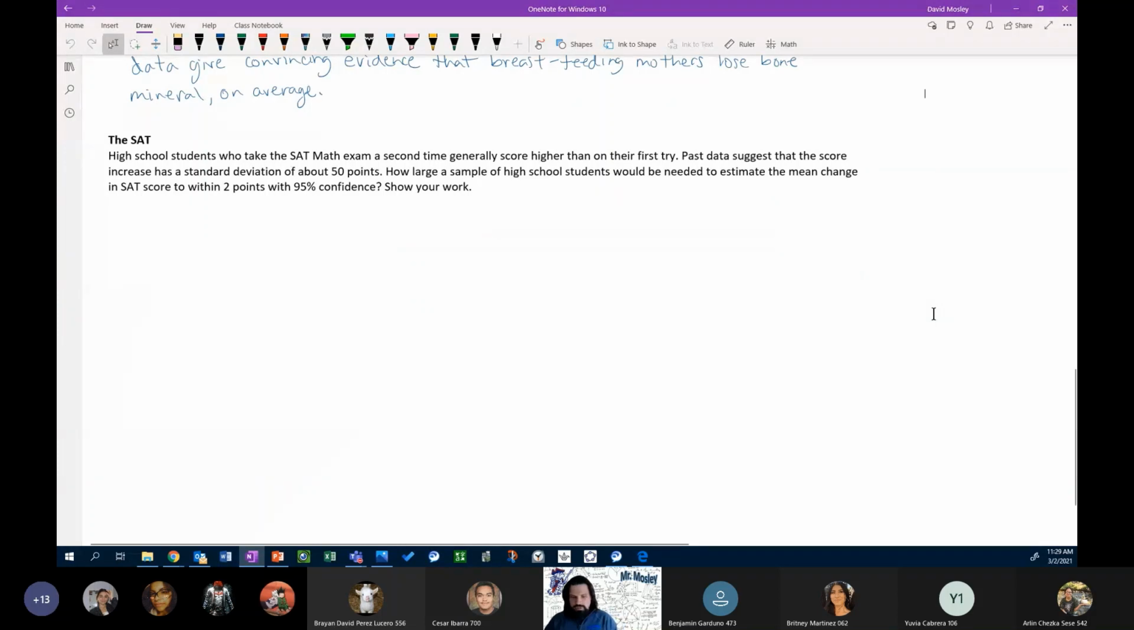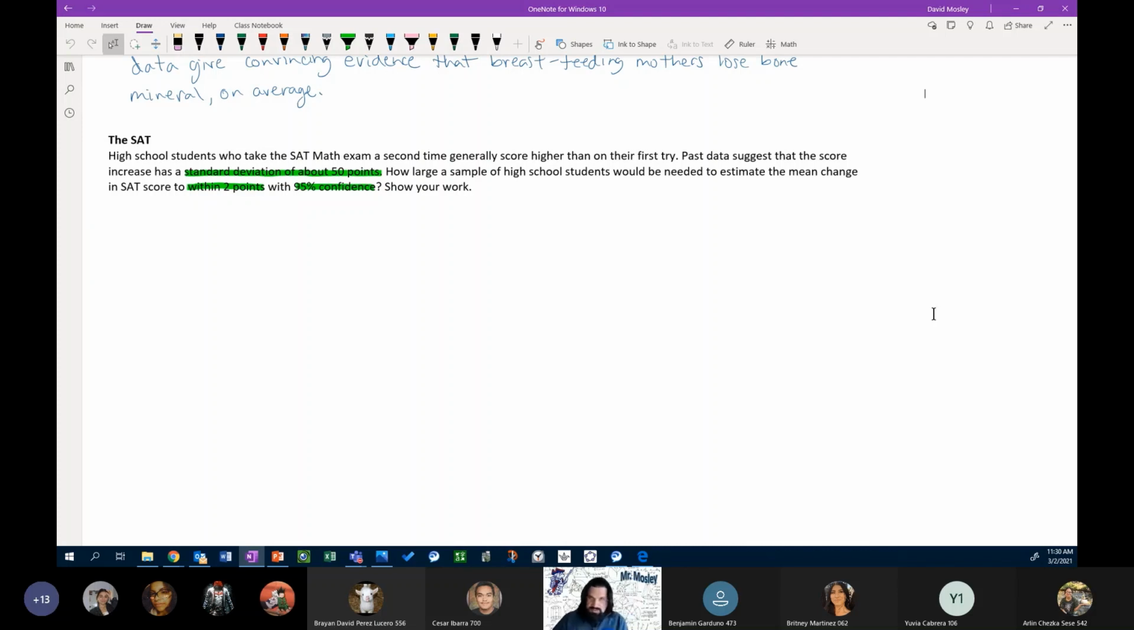All right. So now we'll move on to the next example here, the SAT. High school students who take the SAT exam a second time generally score higher than on their first try. Past data suggests that the score increase has a standard deviation of about 50 points. That number we're going to need. How large a sample of high school students would be needed to estimate the mean change in SAT score within 2 points with 95% confidence. Show your work.